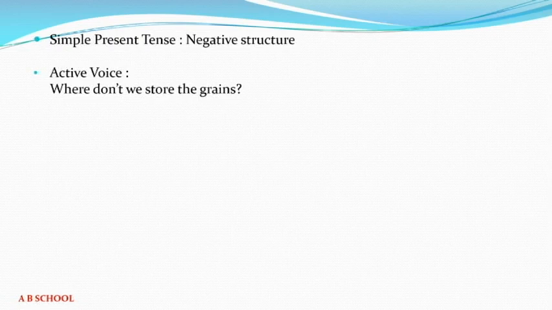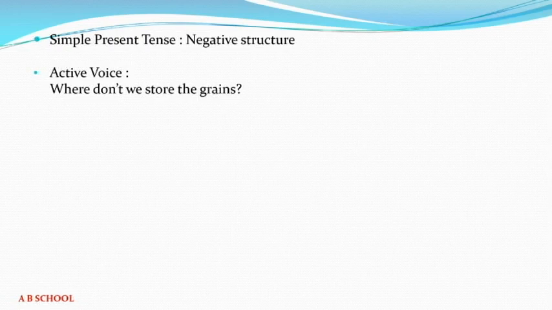So here we are taking the simple present tense only, the negative structure. And the active voice sentence that I have taken here is, where don't we store the grains? Okay. So again, stepwise we will continue. We put aside this where and we consider this don't, and we remember that we are not going to take this do, does, or also in the past did.